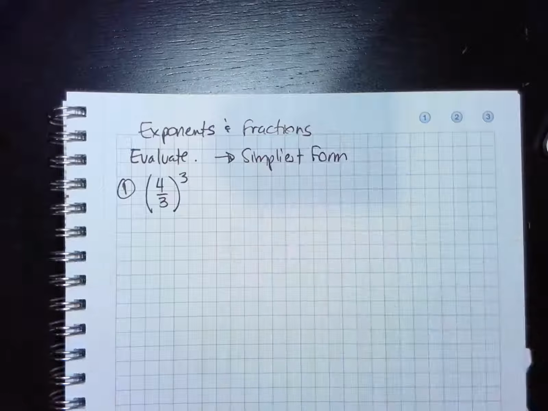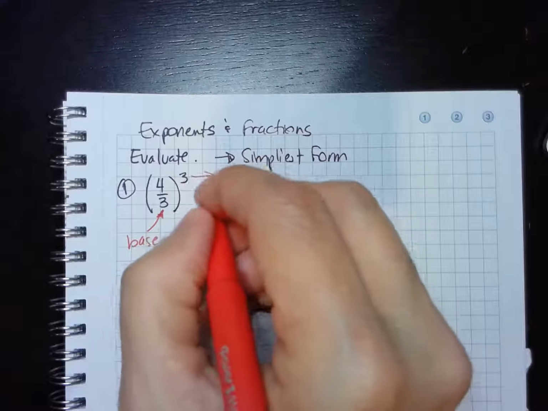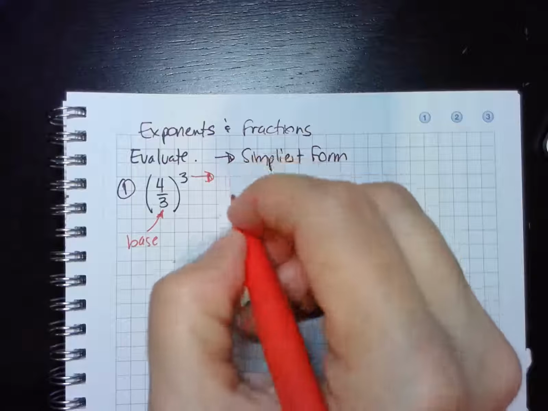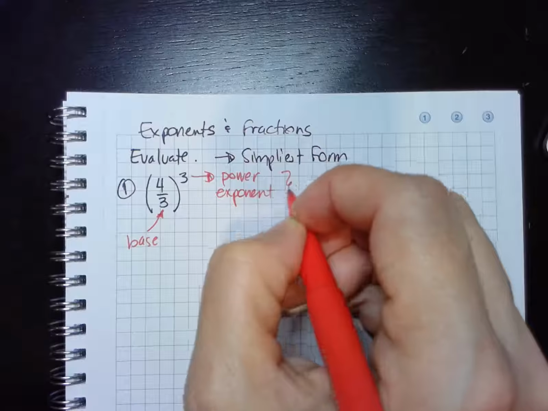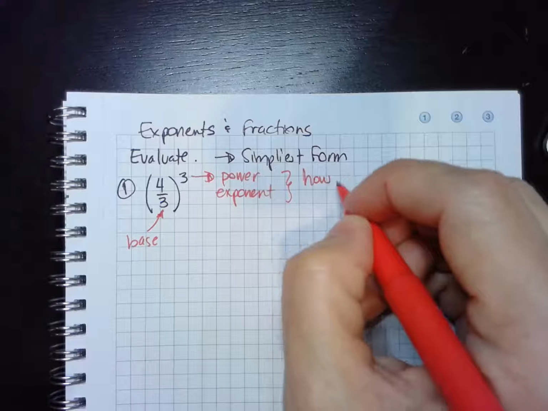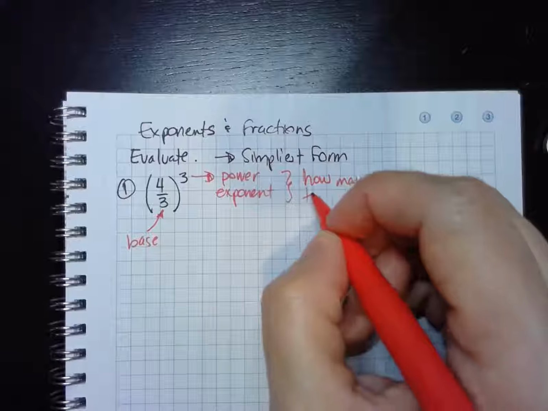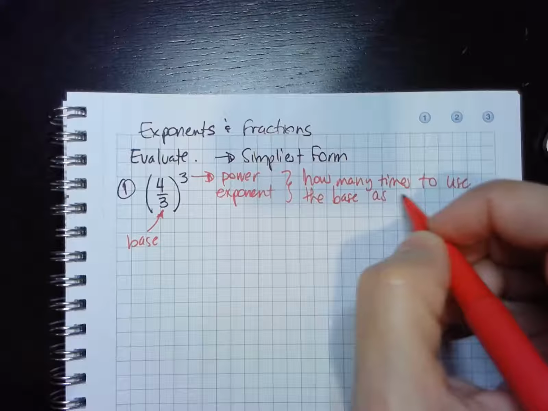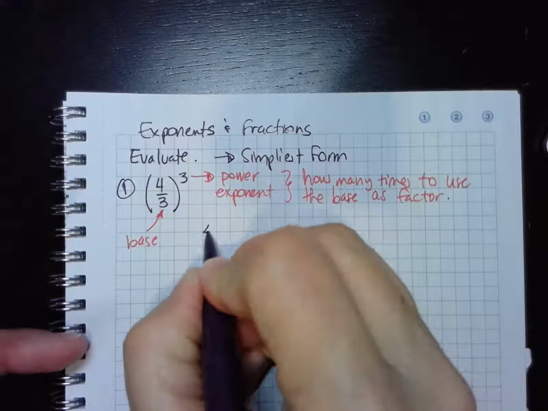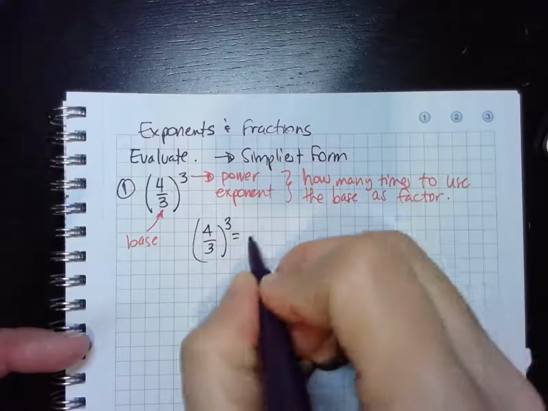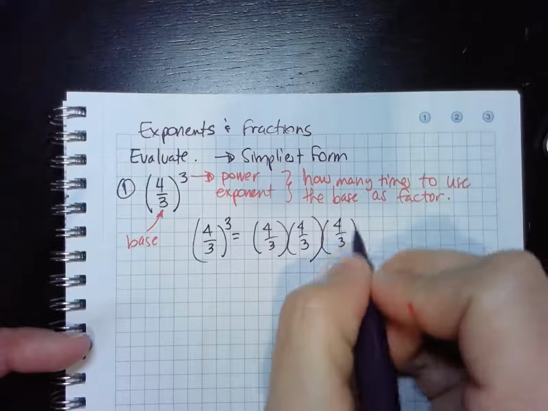4/3 to the third. So the 4/3 inside the parentheses is what we call the base, and the 3, the small raised 3, is either the power or the exponent. And this guy tells you how many times to use the base as a factor. And factors are just things that we multiply together. So this 4/3 to the third is saying to take 4/3 times 4/3 times 4/3.